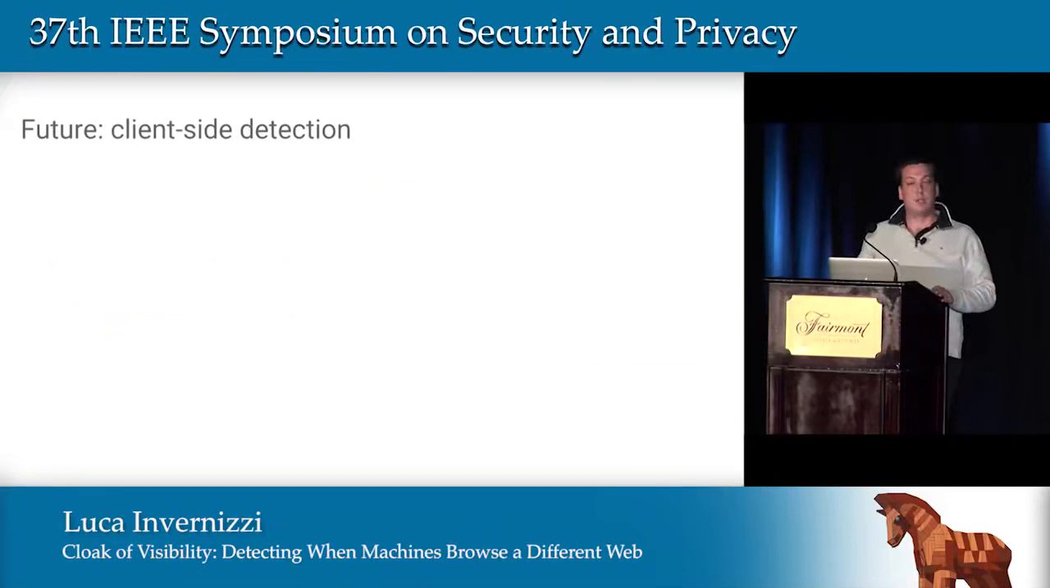Talking about the future, we want to move cloaking detection to the client side because that's a vantage point for us. We see the true content that is delivered to the users. But this poses a challenge because we don't want to invade the privacy of the users.